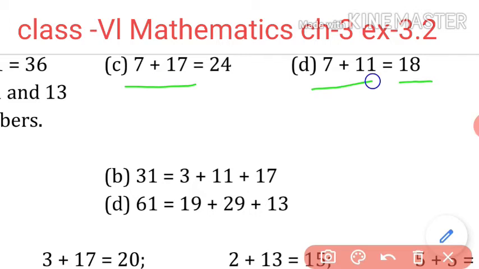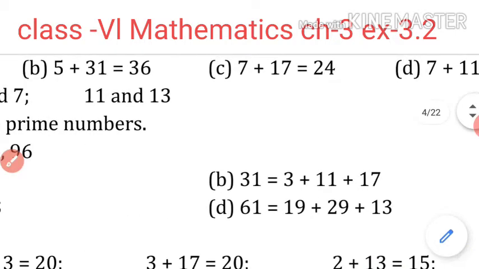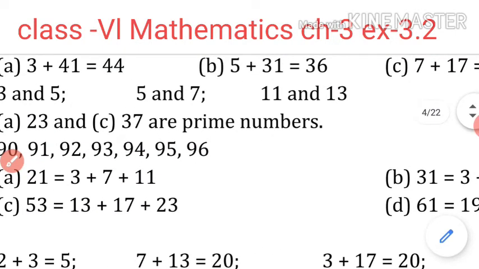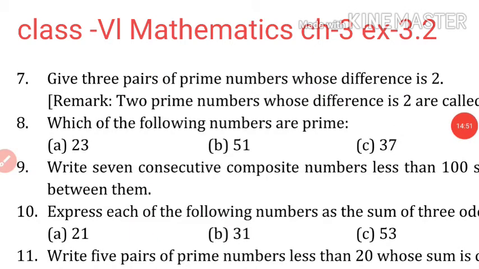Now D is what? 18. Now 7 plus 11. They are what? Odd numbers, isn't it? So 7 plus 11 is again 18. So these are the numbers which we can write as odd numbers.